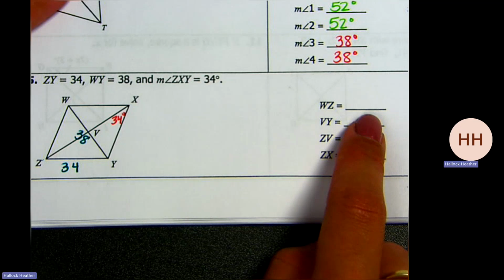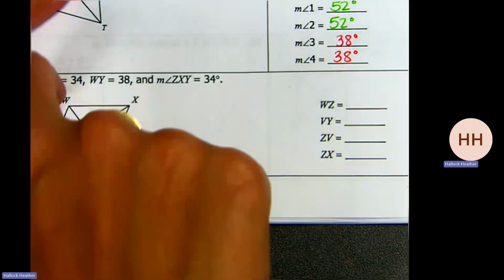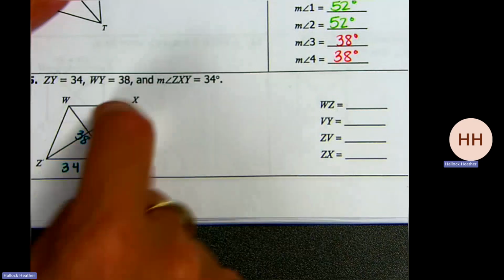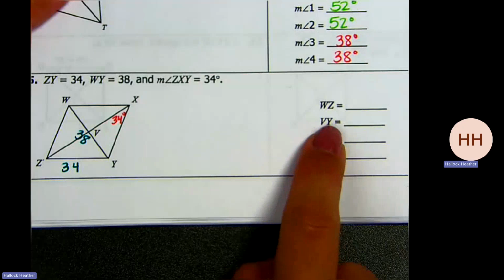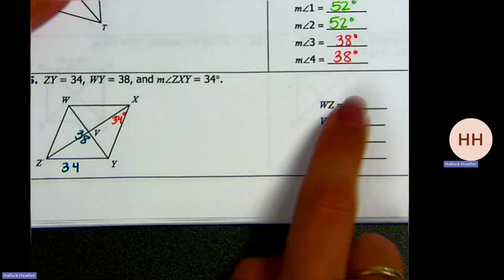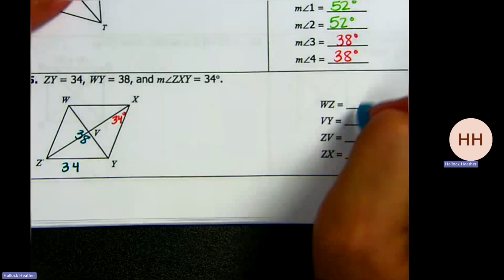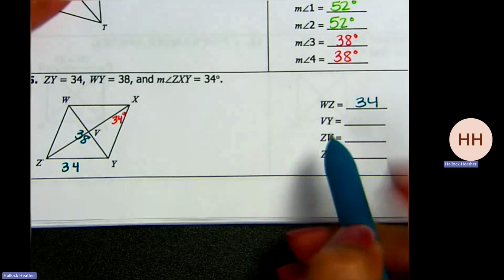WY and ZX are not equal. No. The diagonals are not congruent to each other. They do bisect each other, but they are not congruent. This is definitely longer than this side. So from W to Z, what is WZ going to be? 34, because all sides are congruent.